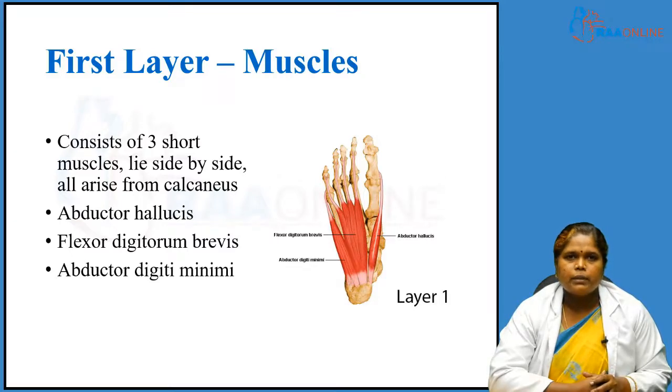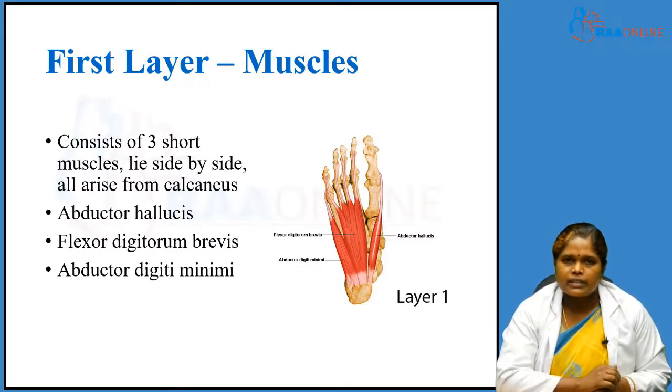In the lower limb, the muscles in the sole are classified into layers. Unlike the upper limb, where we divide the intrinsic muscles of the hand into groups like thenar, hypothenar, lumbricals, here in the lower limb the muscles of the sole are divided into layers: first layer, second layer, third layer, fourth layer. Today we are going to discuss the first and second layer of the sole.